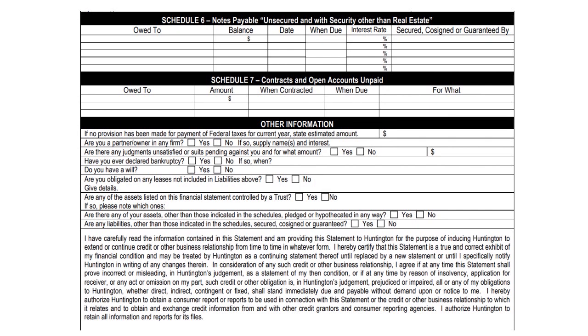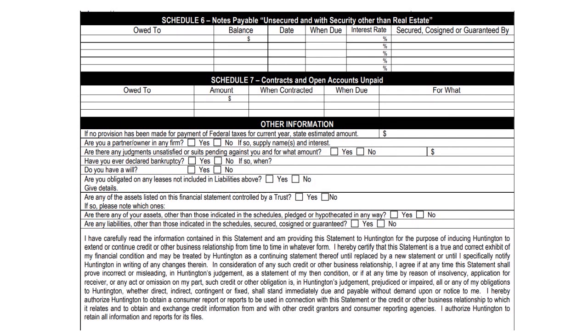And Schedule 7, you have contracts and open accounts unpaid. So this is accounts payable. You have insurance payable, anything that is payable. The bank wants to have that. You have to understand, when you have your balance sheet, the bank wants to have other information about you. Okay, and the next section, other information. So they want to have more information about if you owe any kind of taxes at the state, county, or federal level, if there are any judgments pending against you, if you are a partner, owner of any firm, okay, and they're just trying to extend. They want to have as much information about you.